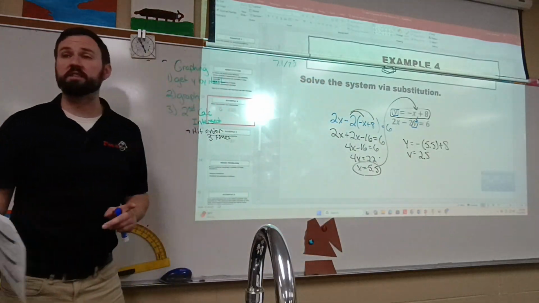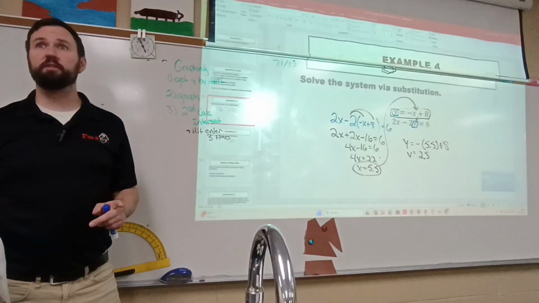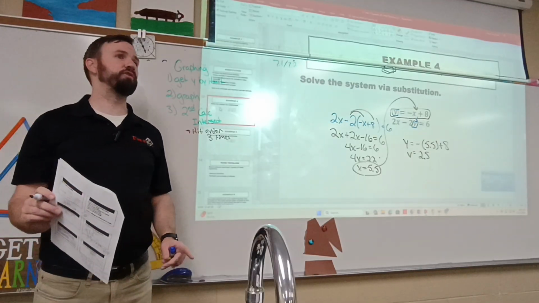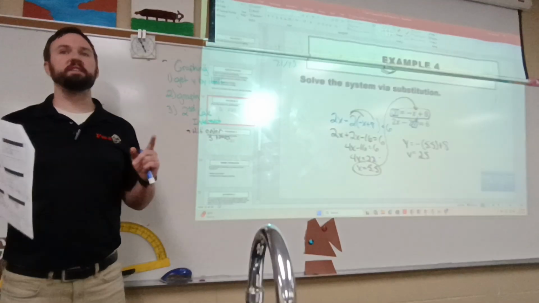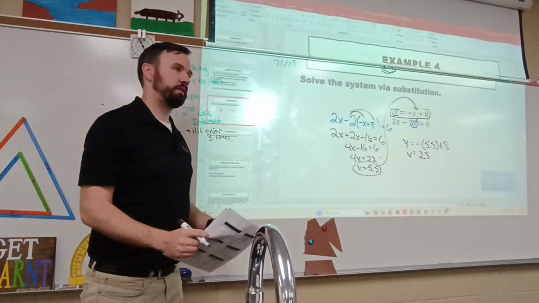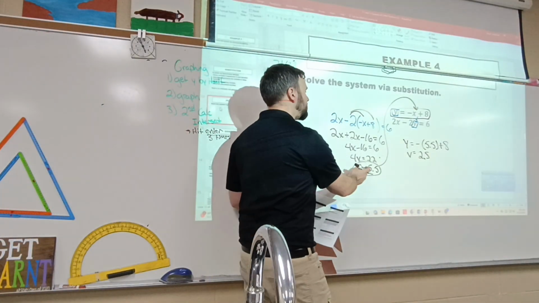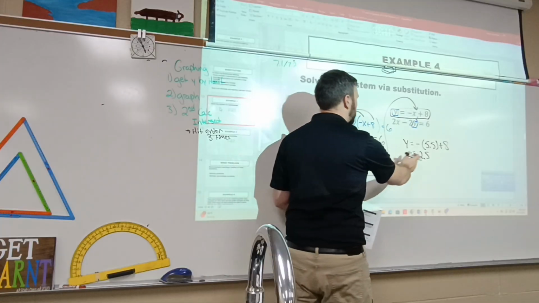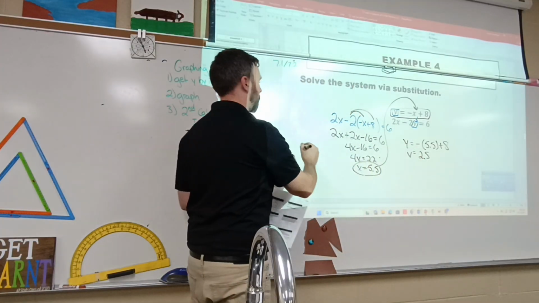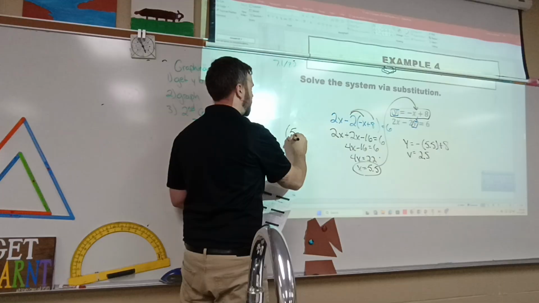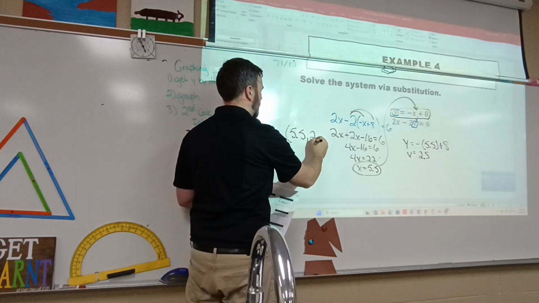A few people did miss this on the test. Not many, though. Overall, really good job. X and Y intercept, is the answer a number or is it a point? It's a point. So what's the answer to a system? Is it numbers or is it a point? It's a point. The point is 5.5, 2.5.